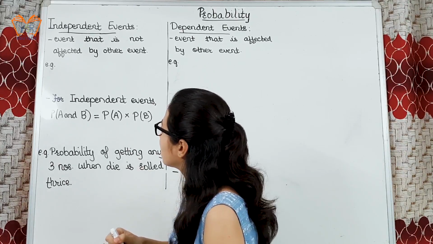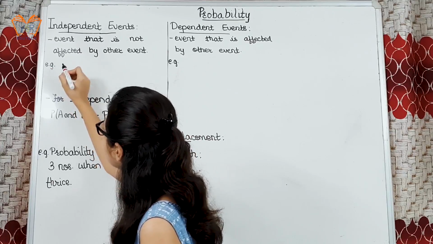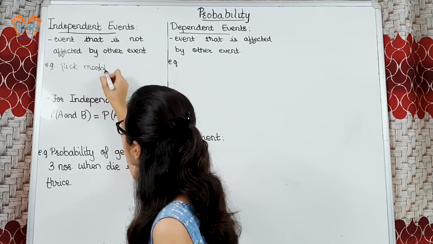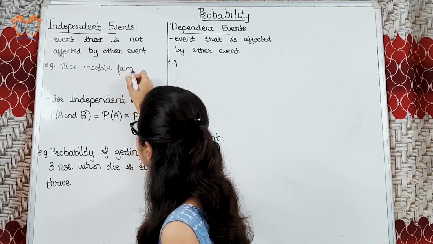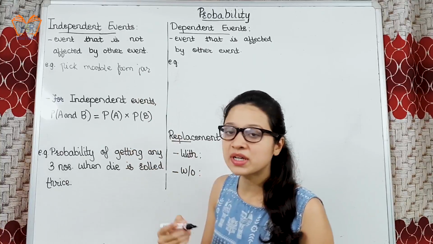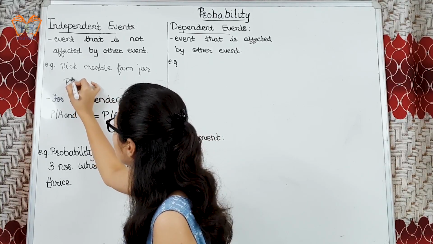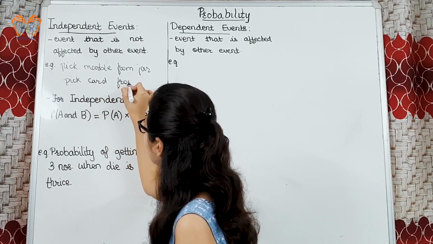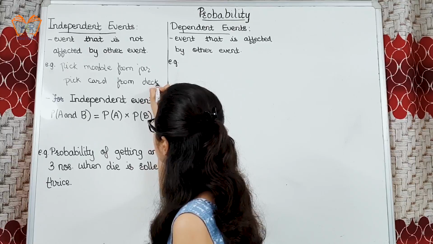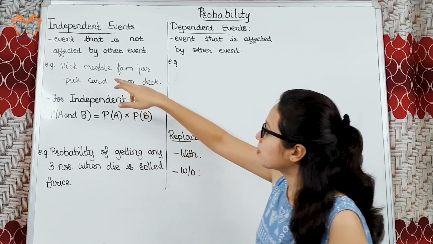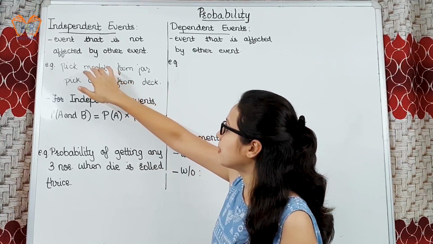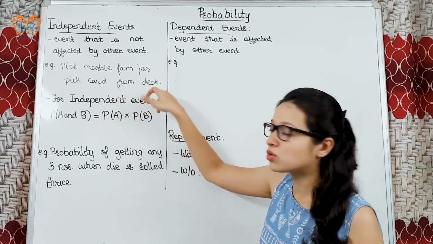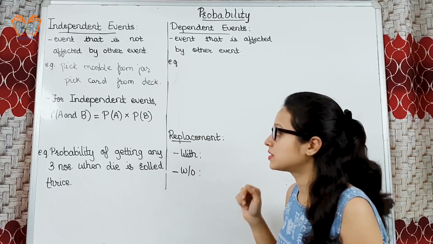For example, suppose we pick a marble from a jar and we pick up any card from there. So the probability of occurrence of picking up any marble from the jar will not affect picking up any card from the deck. So these two are independent events.